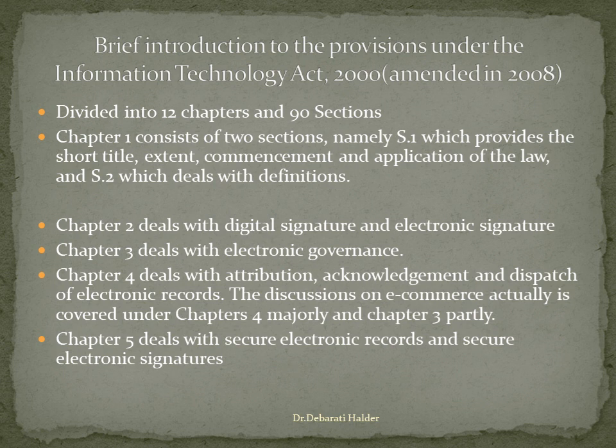Chapter 2 deals with digital signature and electronic signature. Chapter 3 deals with electronic governance. Chapter 4 deals with attribution, acknowledgement, and dispatch of electronic records. The discussions on e-commerce are actually covered under Chapter 4 majorly and Chapter 3 partly. Chapter 5 deals with secure electronic records and secure electronic signatures.